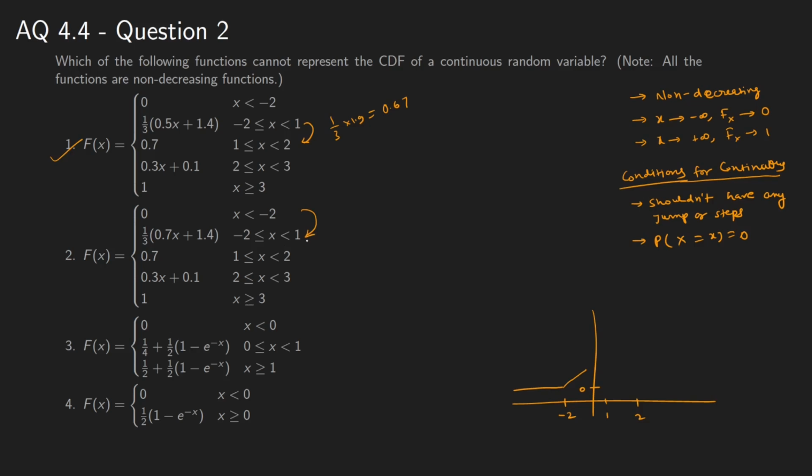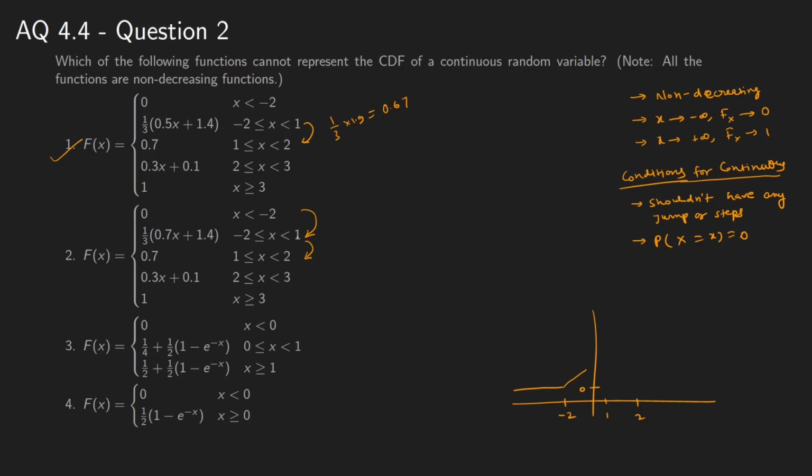Let's come to the second interface, because we should check it for all the interfaces, right? So whenever a function has one jump, it means it cannot represent the CDF of a continuous random variable. But having just one continuous transition from one piece of the function to another is not enough, right? We should check it for all the transitions. So the first transition we have checked. Now let's check for the second transition.